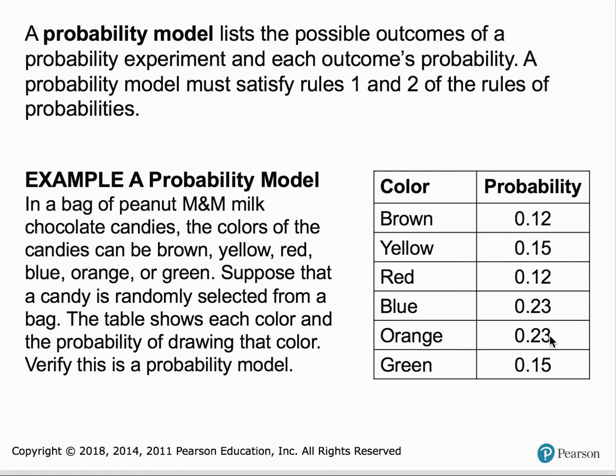So plug these in your calculator. Instead of doing that, it's quicker sometimes to just do it by hand. So this is 0.46, 0.61, 0.73, and then I'm going to add this one again, so 0.851. These all added together equal 1. So therefore, this table is a probability model.